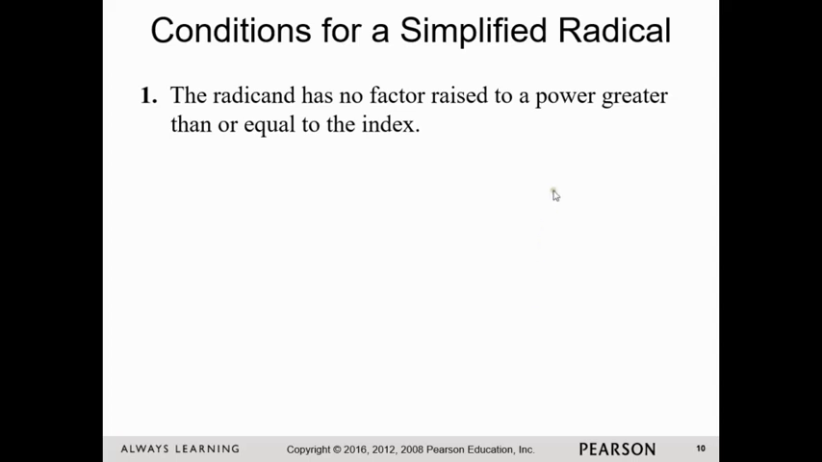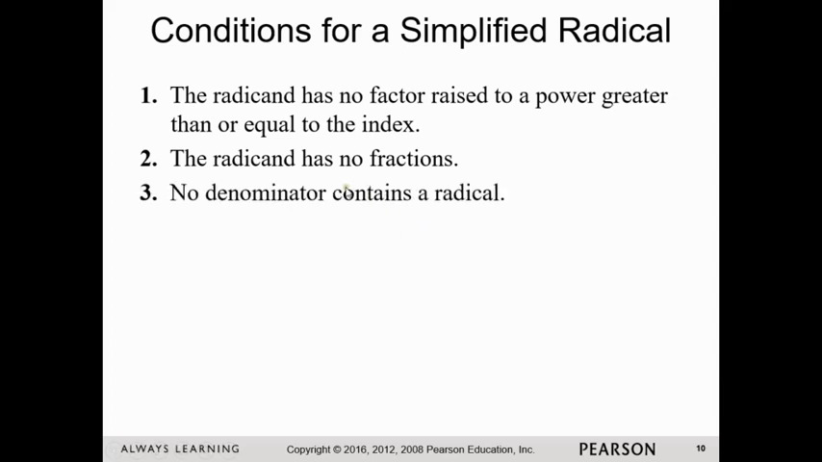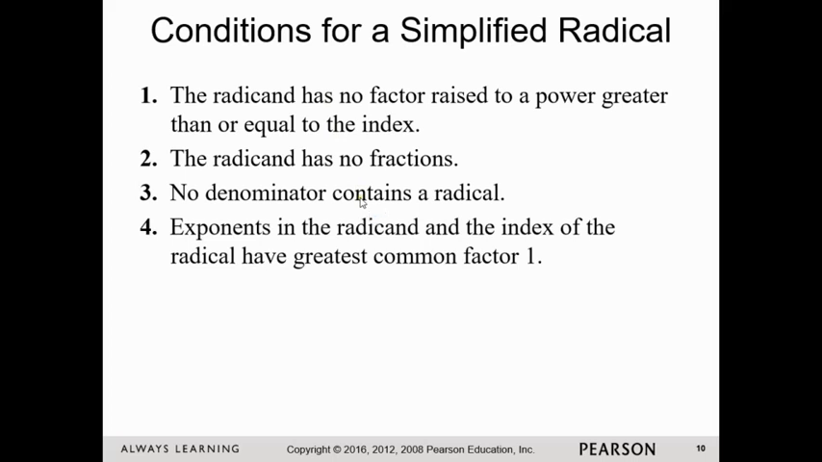So the first rule is the radicand has no factor raised to a power greater than or equal to the index. The second rule is the radicand can have no fractions, so no fractional radicands. And the denominator cannot contain a radical. And exponents in the radicand and the index of the radical have a greatest common factor of 1.